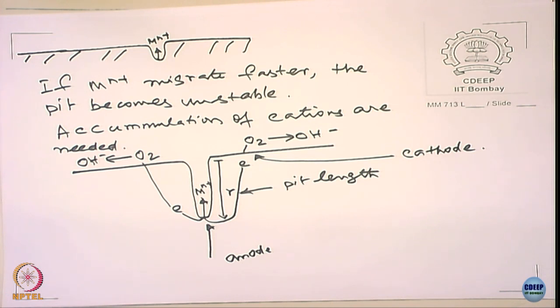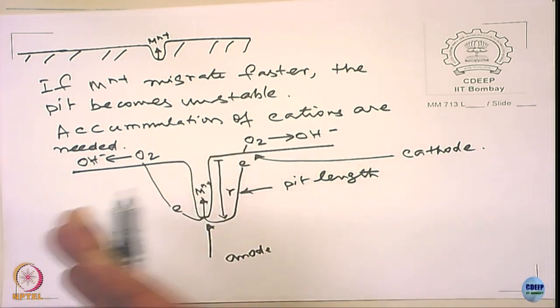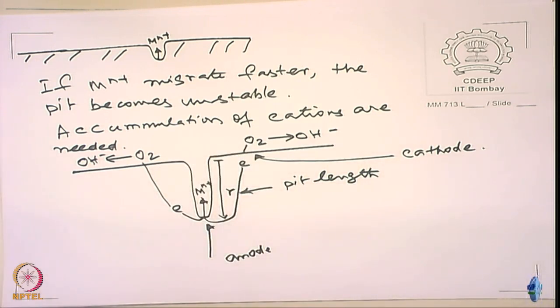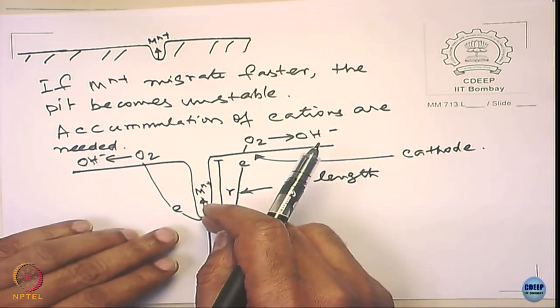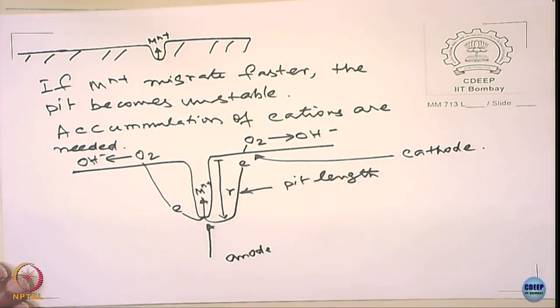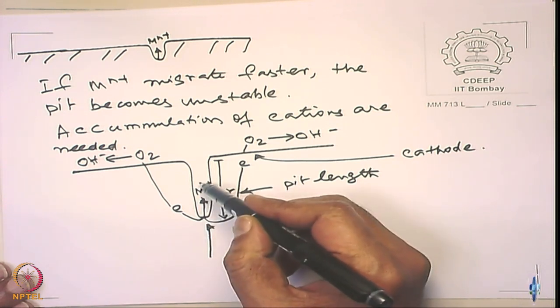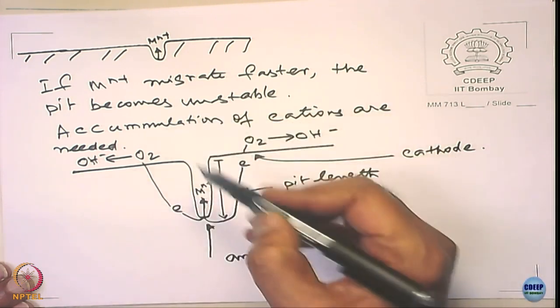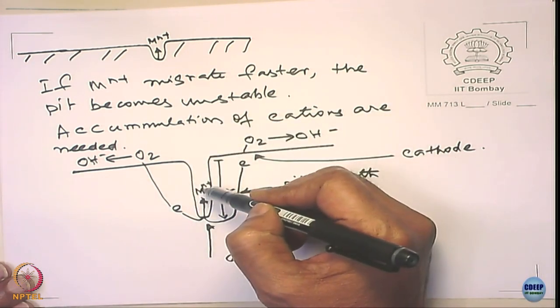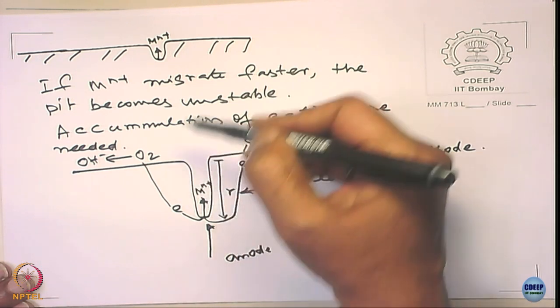I think most of you are engineers now, right? I am going to put a question to you. I want more cations to be here, because when you have more cations, they will hydrolyze and form acid. It also can lead to migration of chloride ions into the pit. Now, there are two processes. One is the dissolution of metal ions giving rise to this. What is the other process? The other process is the migration of these ions from the pit to the outside of the pit.